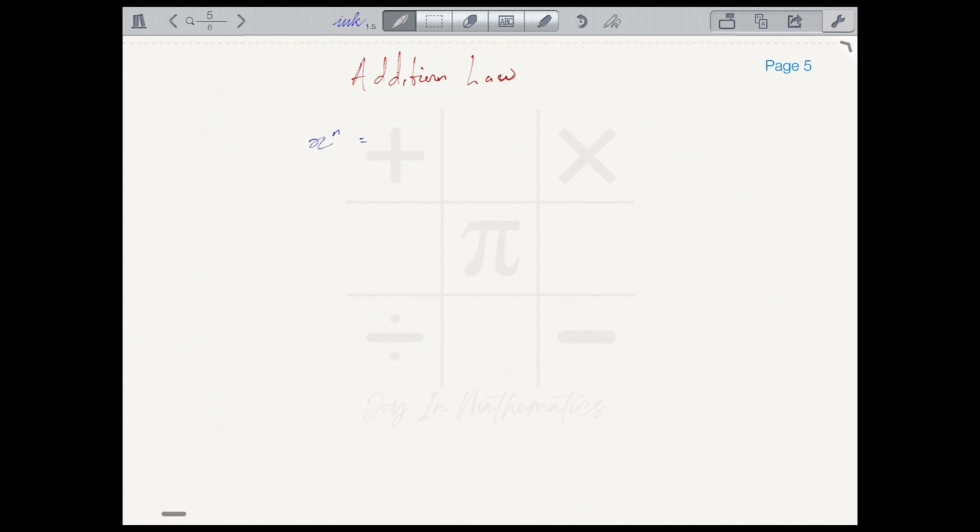We said in the index form, x to the power n is equal to y. The logarithm form is log of y to base x is equal to n. That means the base raised to the power of the index equals the number. In the same vein, log of the number having a base is equal to the index.